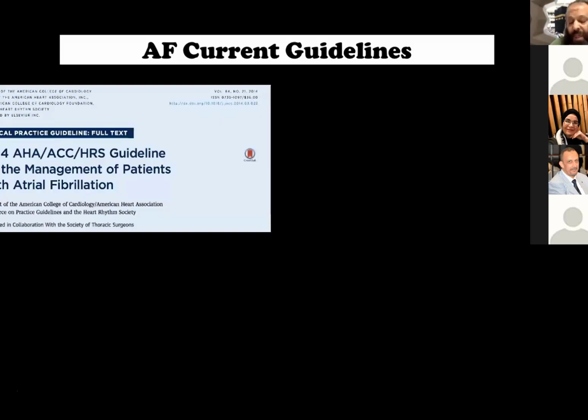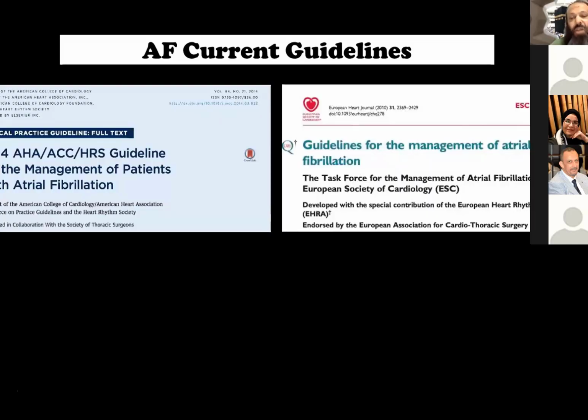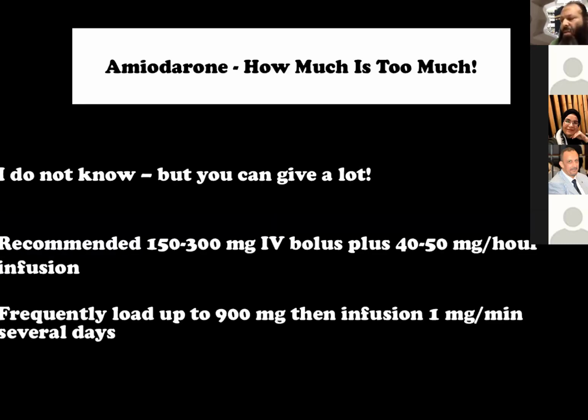We have current guidelines for atrial fibrillation, many guidelines. This is the latest one. What about the use of amiodarone in the ICU? How much is too much?